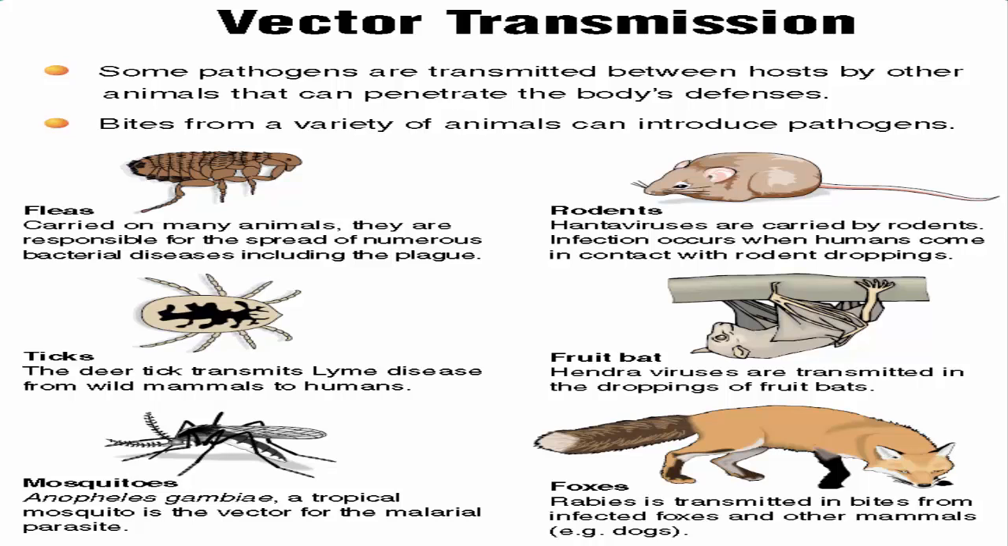Mosquitoes, you've already met in your chapter on Protista. The Anopheles mosquito, a tropical mosquito, is the vector for the malarial Plasmodium parasite. Rodents, mice, and rats carry hantavirus. Infection occurs when humans come in contact with rodent droppings. Be careful when you're cleaning out that barn, sweeping up all that dust. That dust potentially contains viruses. Hendra viruses are transmitted in the droppings of fruit bats, and foxes would be one mammal capable of carrying rabies.